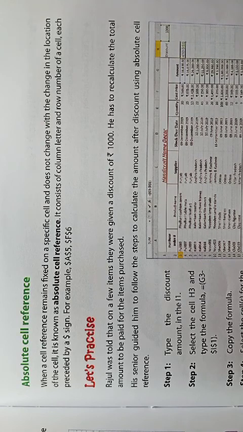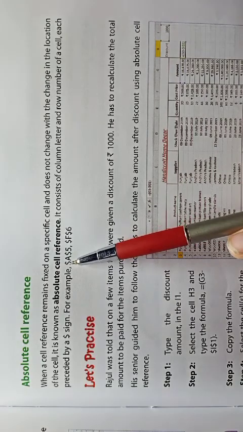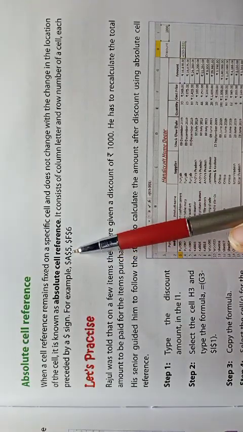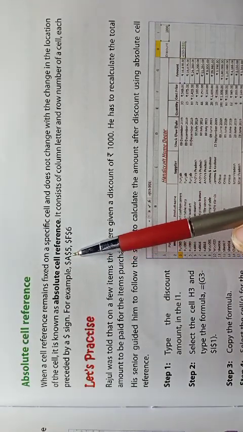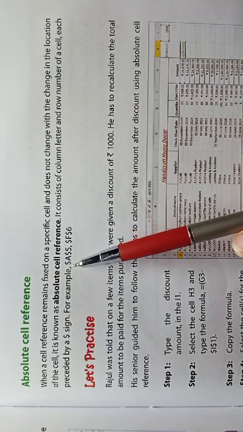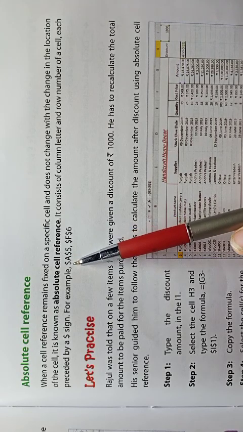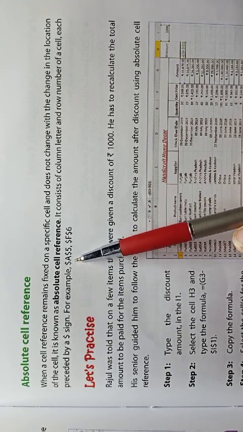We call that the absolute cell reference. To make something absolute, to make something fixed, we need to put the dollar sign in front of that. Suppose here you can see $A$5. This means that A column and the fifth row are fixed because we have put a dollar sign. Whenever a dollar sign is put in front, that becomes fixed.